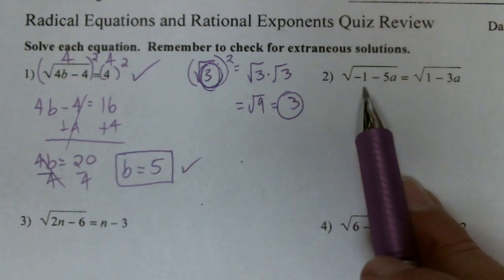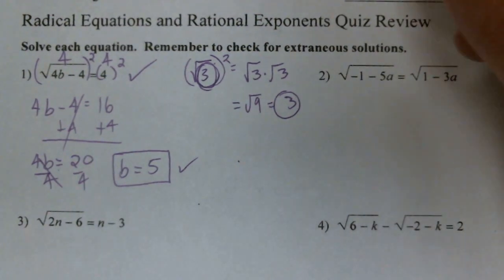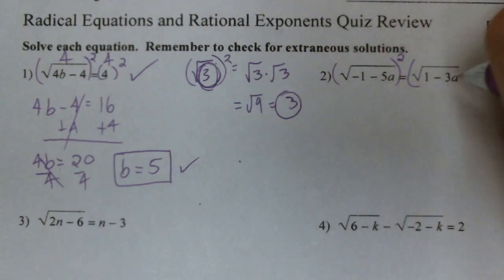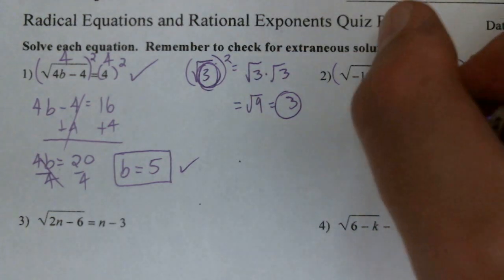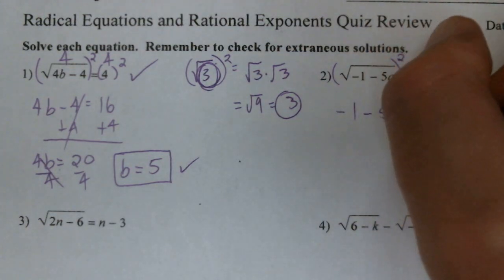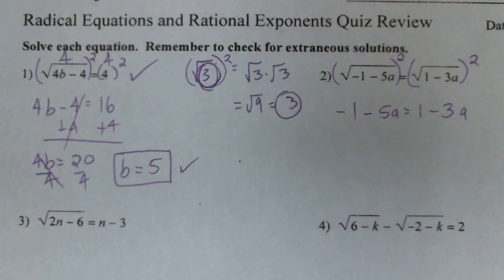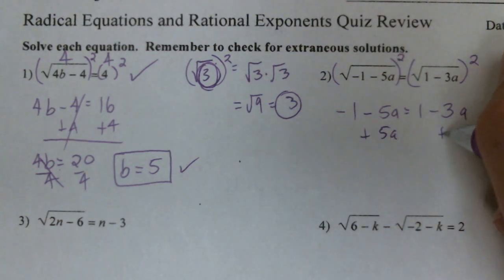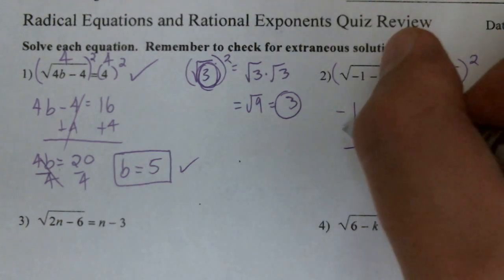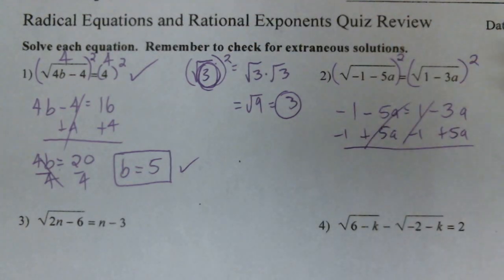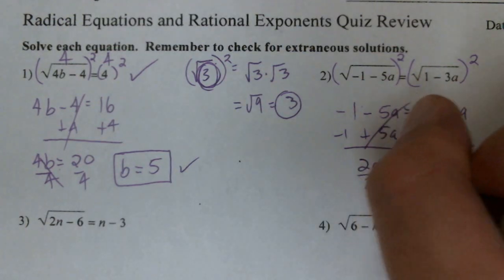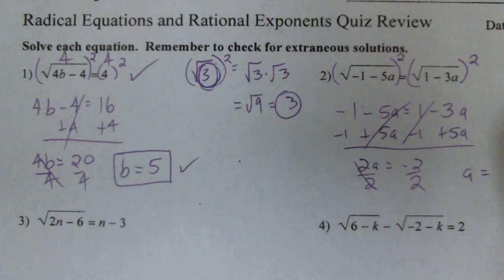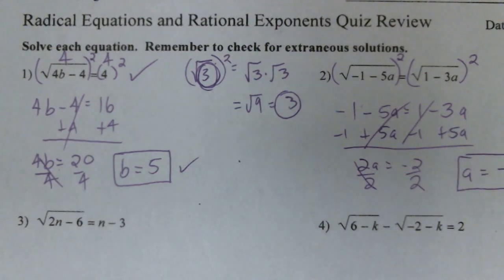Number 2, I have a radical on the left, I have a radical on the right. They're both isolated, so I can simply square both of them. All right, when I square both of these, the square root symbol just goes away, and I'm left with negative 1 minus 5a equals 1 minus 3a. Let's get a positive variable, so I'll add 5a to both sides. I'll subtract 1 from both sides. Those cancel, those cancel. So I have 2a equals negative 1 minus 1, negative 2. Divide by 2, and we get a is equal to negative 1.